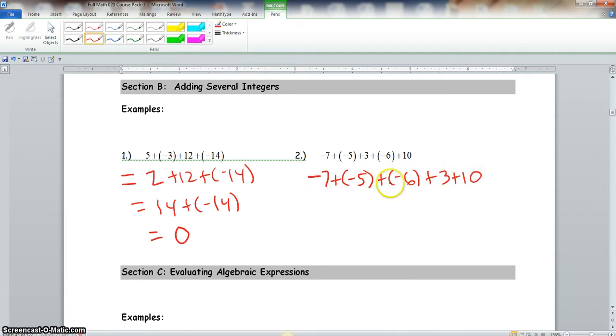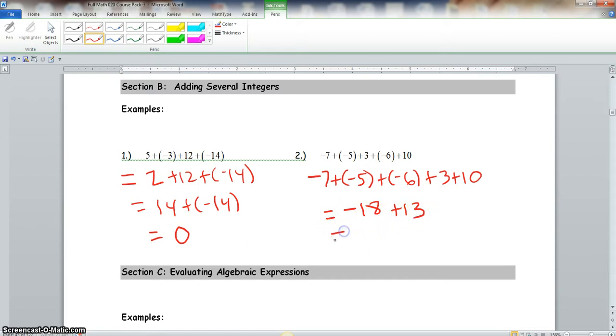So now I'm going to add all of the negatives. Negative 7 plus negative 5, we know it's negative 12, plus negative 6 is negative 18. And then I'm going to add the positives together. 3 plus 10 is 13. Now we add negative 18 plus 13.